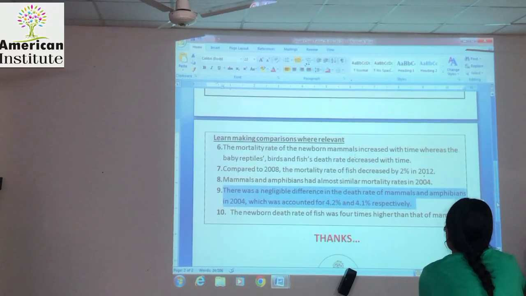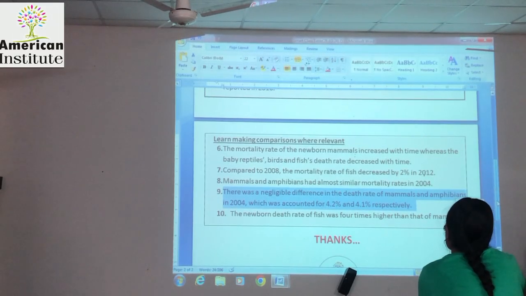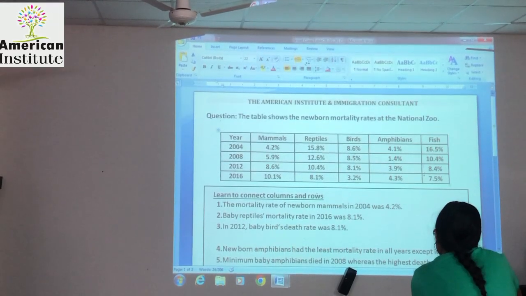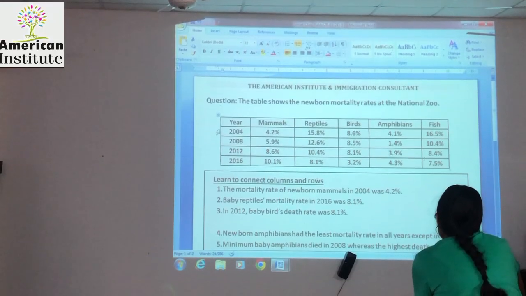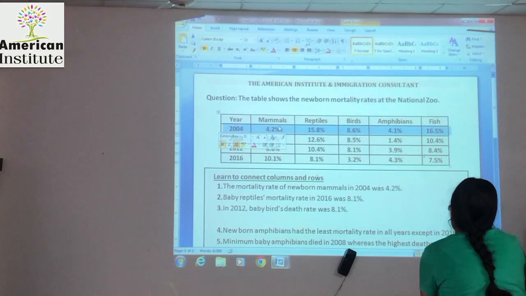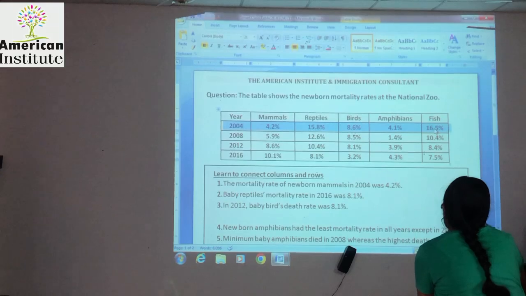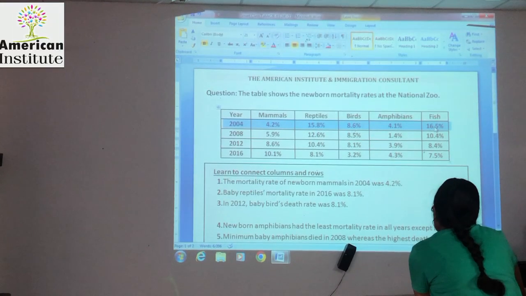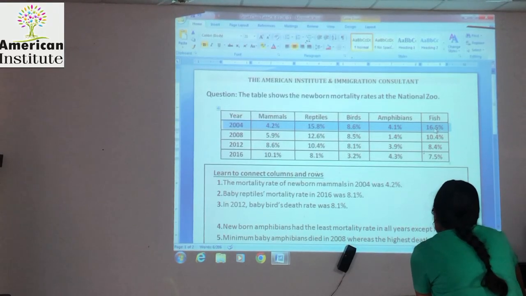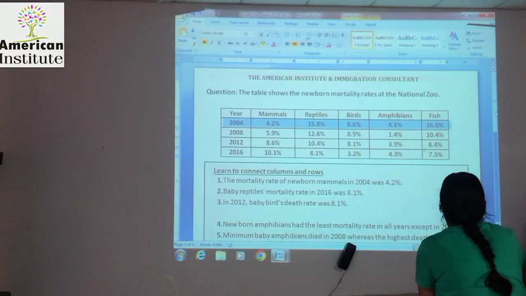Okay. If there is higher or lowest rate, then how we will compare it in sentence formation? Okay, beta. So look at this, 2004. Okay, what is the mammals rate? 4.2%. And what is the fish rate? 16.5. How many higher is this? 4 times. Okay. So how we will write it? You can say 2 times, 3 times or 4 times.